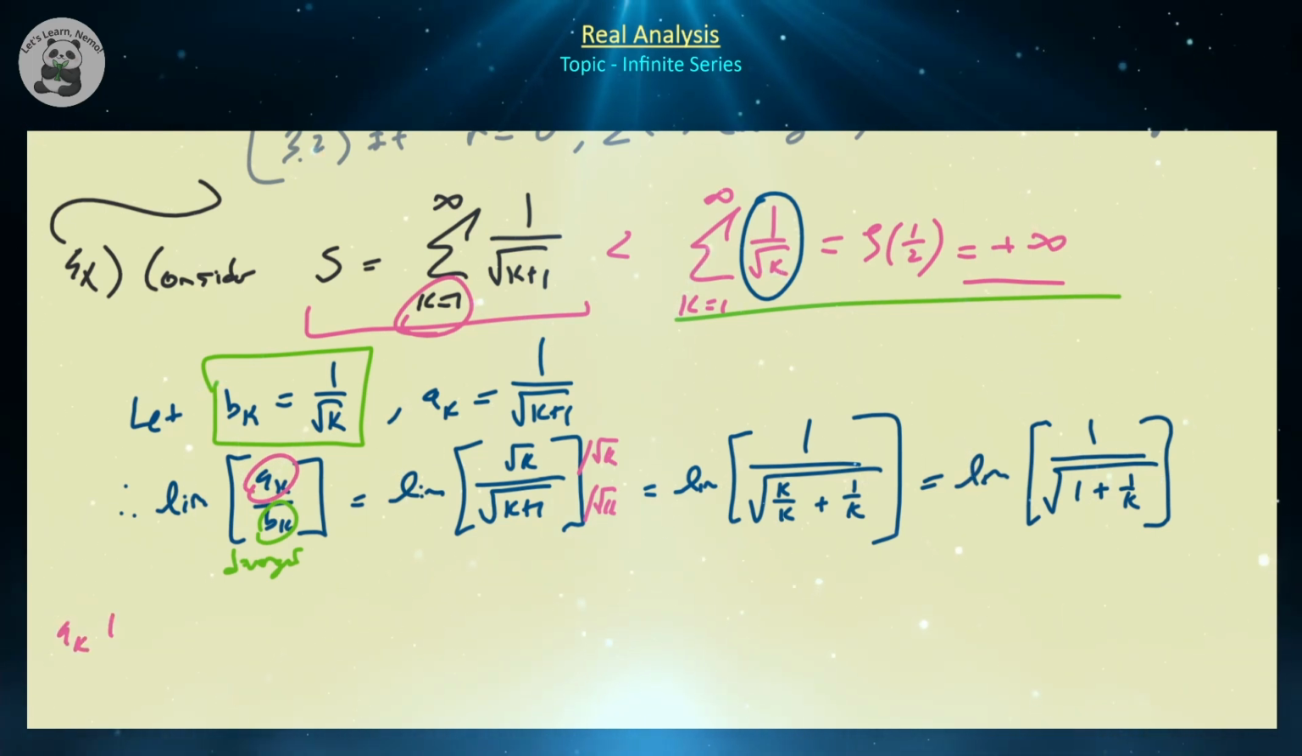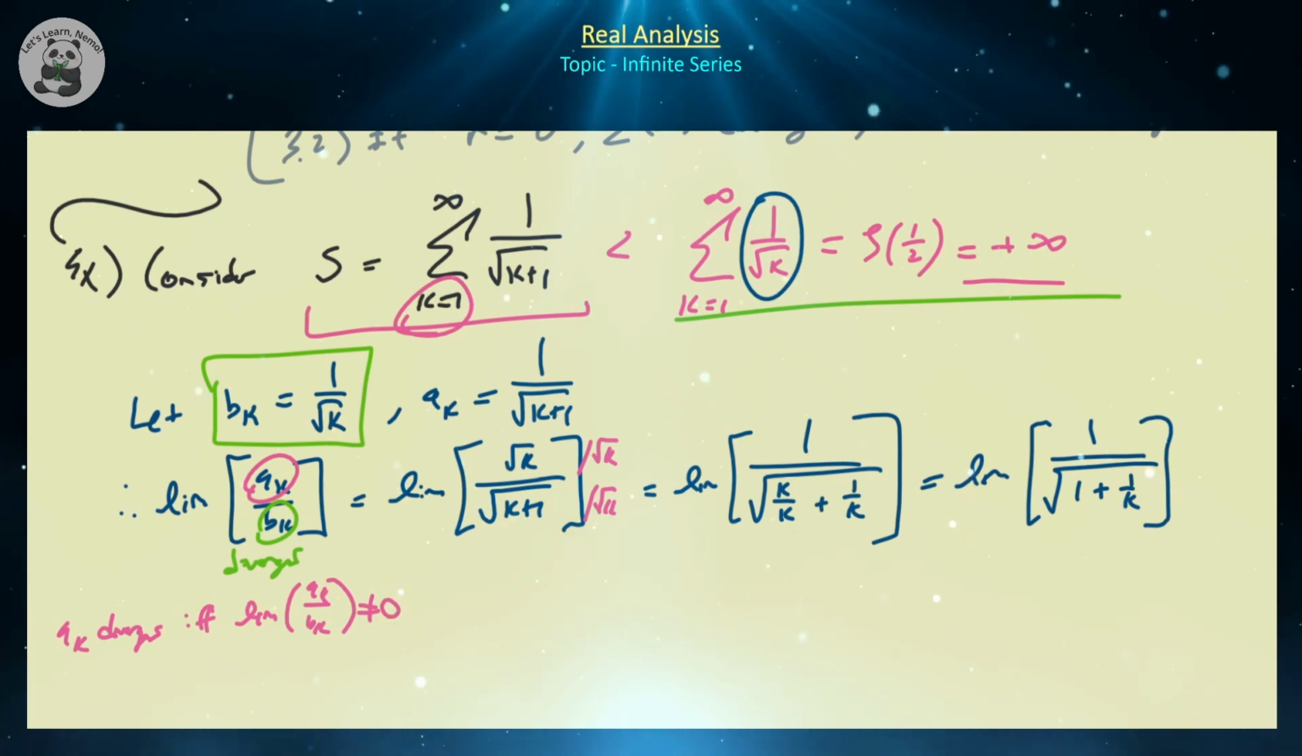So AK diverges if and only if this limit of AK over BK is not equal to 0. So when the limit of the quotient of the sequences is not equal to 0, then the convergence and divergence is biconditional between these sequences AK and BK. Okay, so what exactly does that give us?